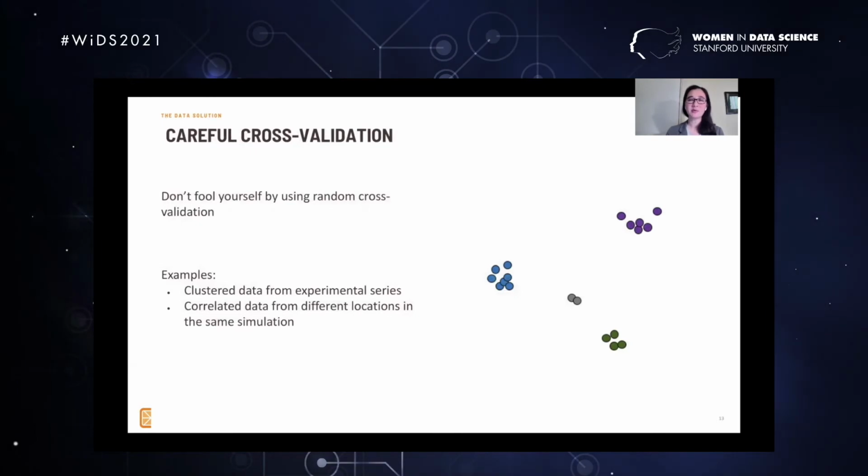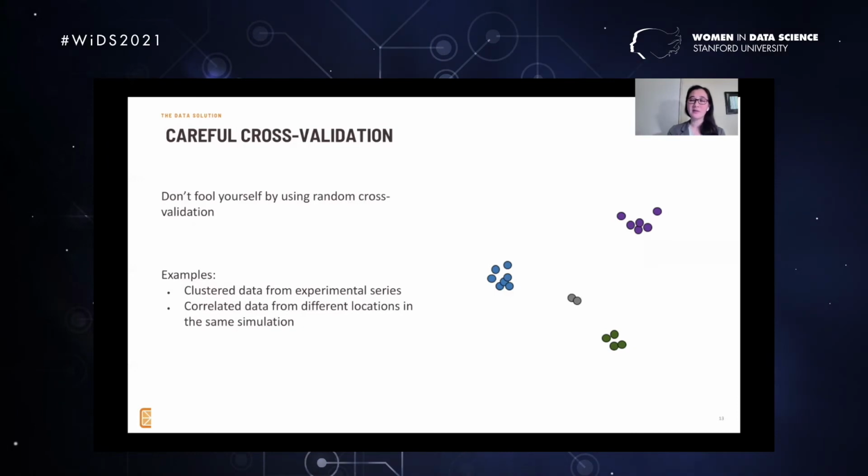And then the last approach that I want to bring up is careful cross-validation. Now, this one is a little bit different. This isn't about making your models more accurate. This is about making sure you know how accurate your models are. One of the real problems when you have sample biased data is that it's really easy to fool yourself into thinking that your models are more accurate than they actually are.